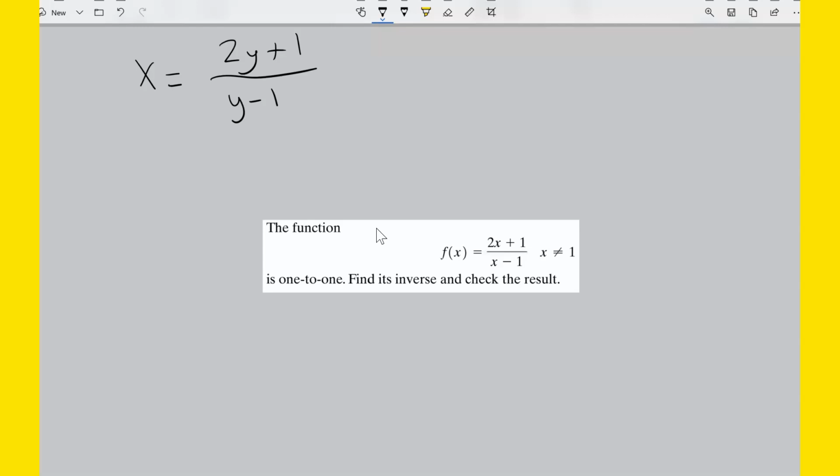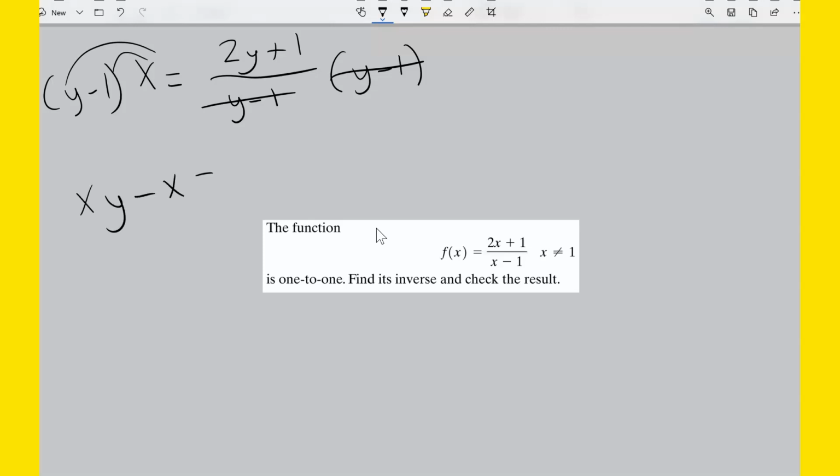The first thing you should do here, if I'm trying to get y by itself, is get everything off the bottom. So I'm going to multiply by y minus 1 on both sides. That's going to cancel that y minus 1 so that it's off the bottom. I'm going to go ahead and distribute that x. So that's going to give me xy minus x equals 2y plus 1.